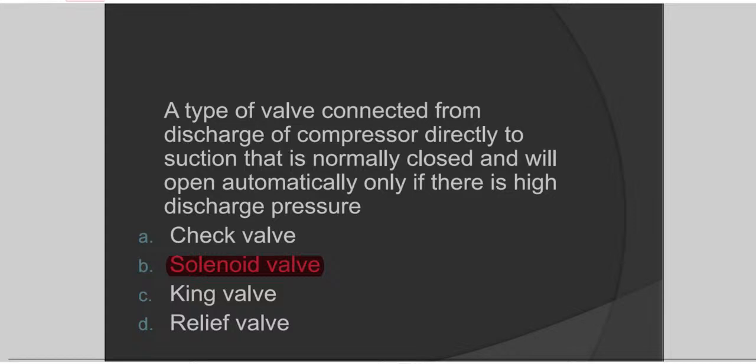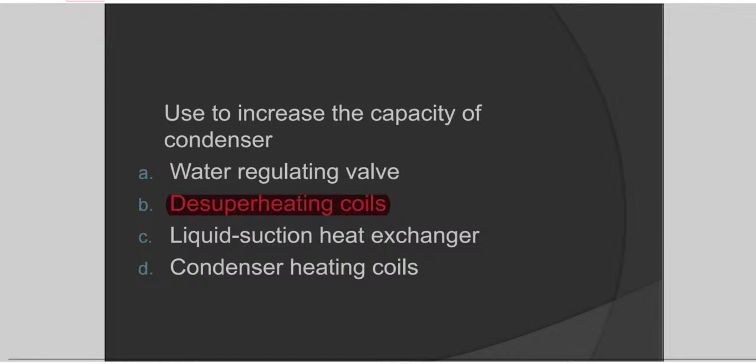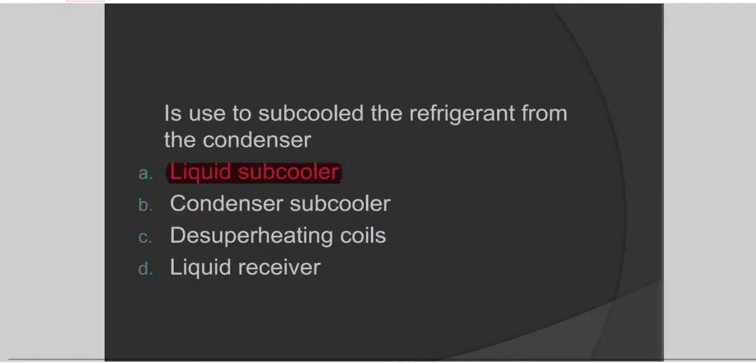A type of valve connected from the discharge of the compressor directly to the suction that is normally closed and will open automatically only if there is high discharge pressure. A. Check valve. B. Solenoid valve. C. King valve. D. Relief valve. Used to increase the capacity of the condenser. A. Water regulating valve. B. Desuperheating coils. C. Liquid suction heat exchanger. D. Condenser heating coils. Is used to subcool the refrigerant from the condenser. A. Liquid subcooler. B. Condenser subcooler. C. Desuperheating coils. D. Liquid receiver.